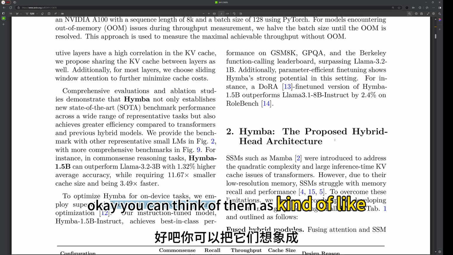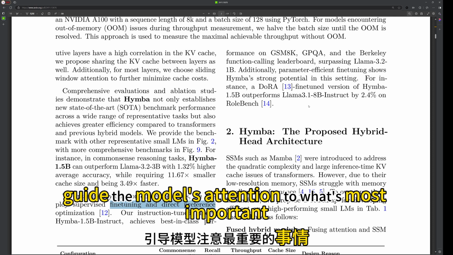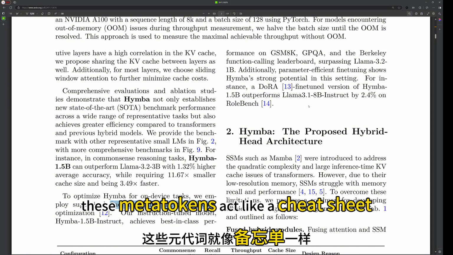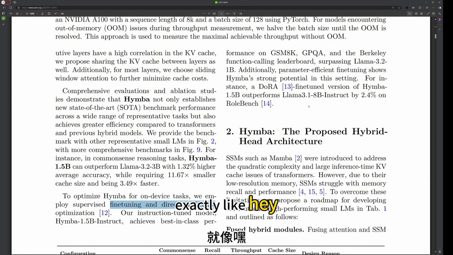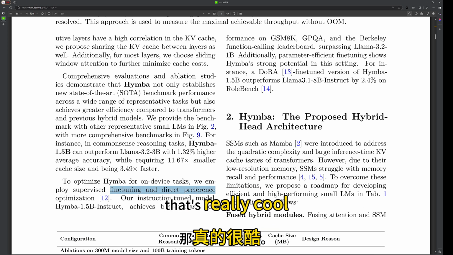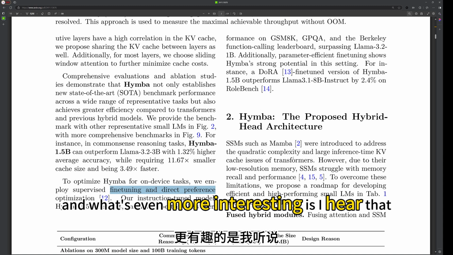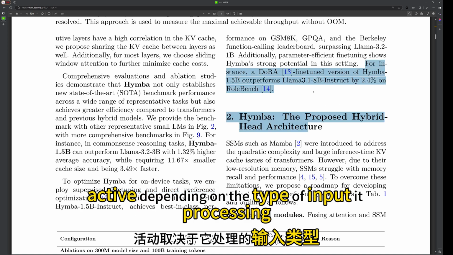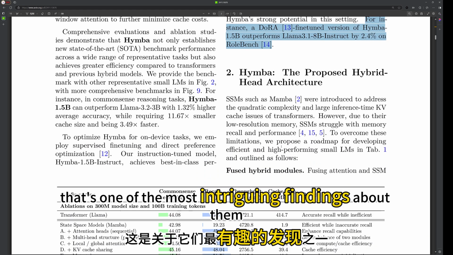You can think of them as kind of like special tags that guide the model's attention to what's most important. So instead of forcing the model to pay attention to absolutely everything, these meta tokens act like a cheat sheet. Exactly. They're like, hey, pay attention to this, this is what's important. That's really cool. And what's even more interesting is I hear that different meta tokens become active depending on the type of input it's processing. Yeah, that's one of the most intriguing findings about them.